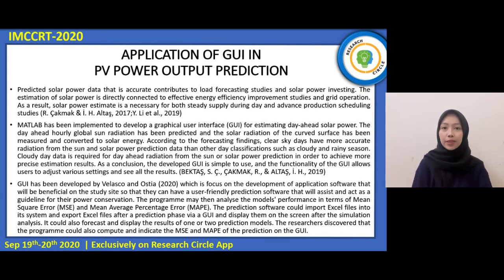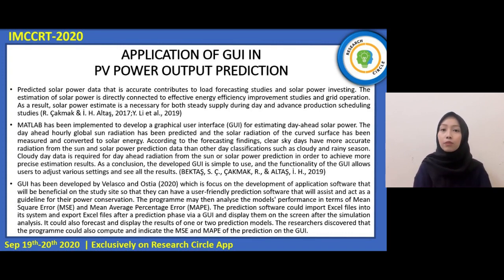MATLAB has been implemented to develop a graphical user interface, GUI, for estimating day-ahead solar power. The day-ahead hourly global sun radiation has been predicted, and the solar radiation of the curved surface has been measured and converted to solar energy. According to the forecasting findings, clear sky days have more accurate radiation from the sun and solar power prediction data than other day classifications such as cloudy and rainy season.